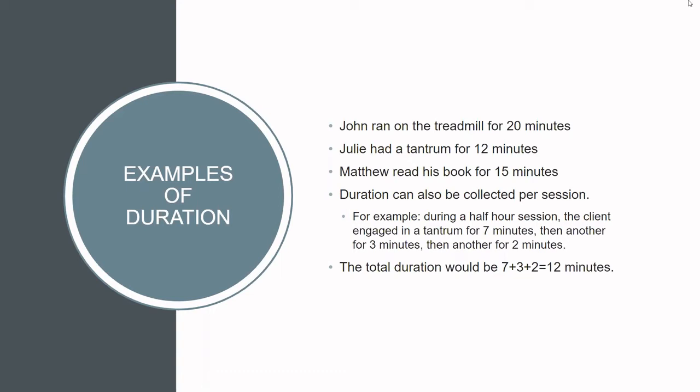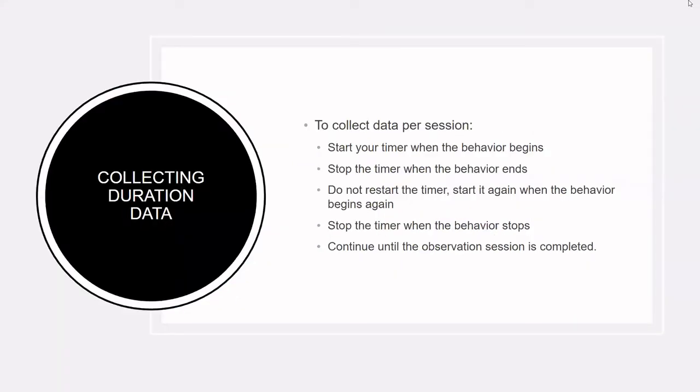Duration could also be collected per session. So for example, during a half-hour session, the client engaged in a tantrum for 7 minutes, then another 3 minutes, then another 2 minutes. So the total duration would be 12 minutes. To collect data per session, you need to start your timer when the behavior begins. You need to stop the timer when the behavior ends. You do not need to restart the timer until the behavior begins again. Start it again when the behavior begins, stop the timer when the behavior stops, and continue until the observation session is completed.